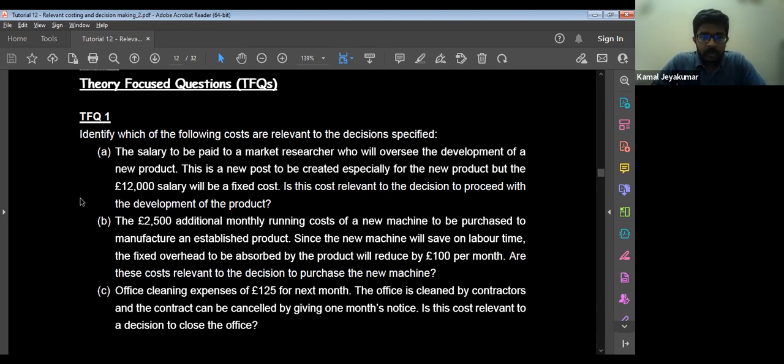Scenario B, £2,500 additional monthly running costs of a new machine to be purchased to manufacture an established product. Since the new machine will save on labor time, the fixed overhead to be absorbed by the product will reduce by £100 per month. Are these costs relevant to the decision to purchase the new machine?